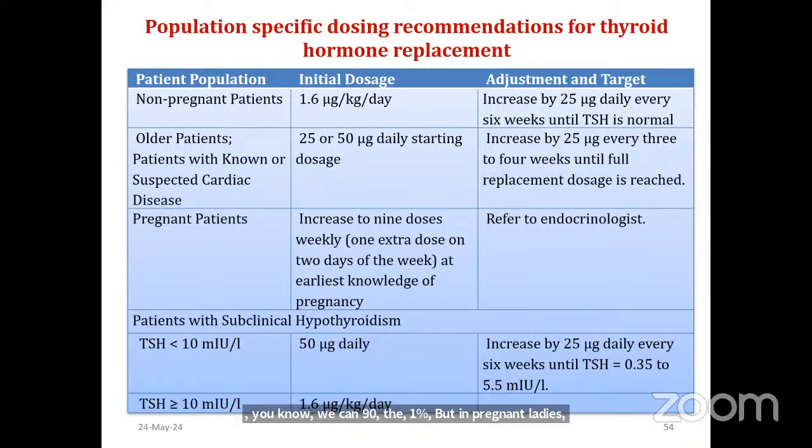And for the patient having subclinical hypothyroidism, meaning TSH level is less than 10, the dose is 50 microgram daily. And if the TSH is more than 10 units, then it should be given a dose as we have discussed for the non-pregnant patient, like 1.6 microgram per kg per day.